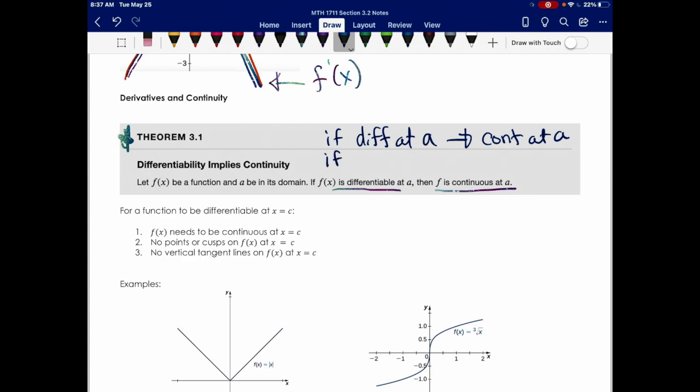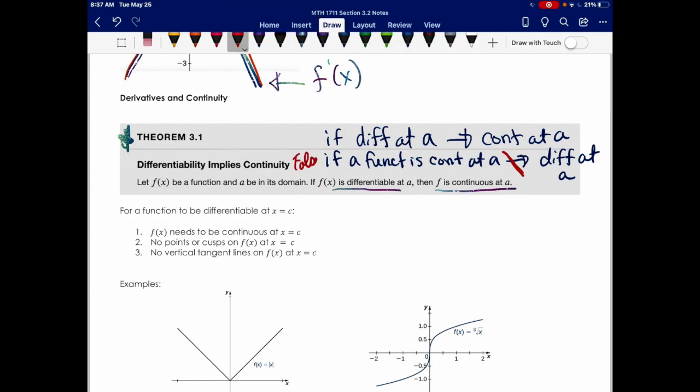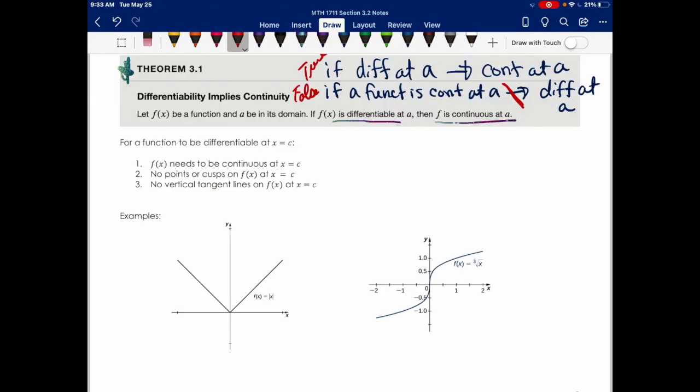And I want to stress again that that doesn't work the other way around. It doesn't work to say that if a function is continuous at A, then it's differentiable at A. So I'm going to put a line through this to show that that's not true. This is false. This is true. So for a function to be differentiable at a point, we'll call it x equals c, there are three things that need to happen. Number one, f of x needs to be continuous at x equals c.